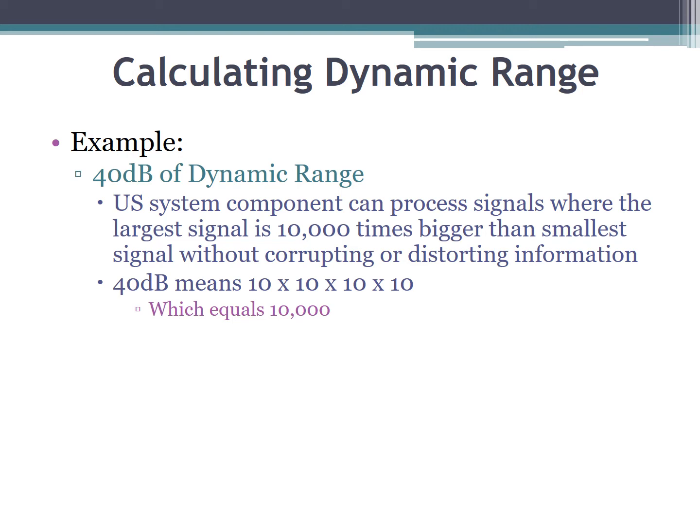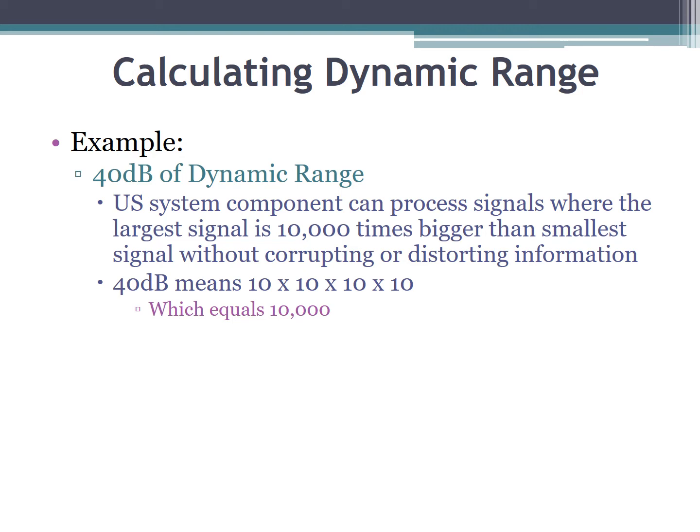When I was describing the chart, I talked about how the transducer could detect signals 1,000,000,000 times stronger than the weakest signal, whereas our archive system was only able to detect signals 10 times as strong as the weakest, or up to 100 times as strong. So it's just going back to how decibels work, in that it is a log 10 type number. 40 decibels of dynamic range really means 10 times 10 times 10 times 10, which is 10,000.